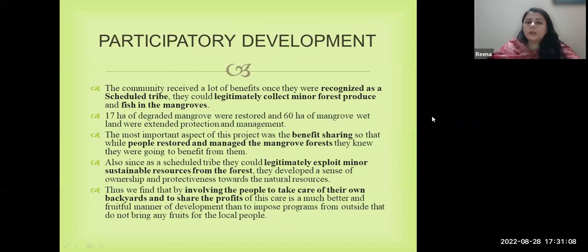Okay. So all these measures which were introduced in the project through participatory development helped in restoring 17 hectares of degraded mangroves and 60 hectares of mangrove wetland under this project. So it was a major benefit for the whole mangrove ecosystem in that project site. And they were now legitimately exploiting minor sustainable resources from the forest with a developed sense of ownership and protectiveness for these resources, rather than just an attitude of exploiting them.